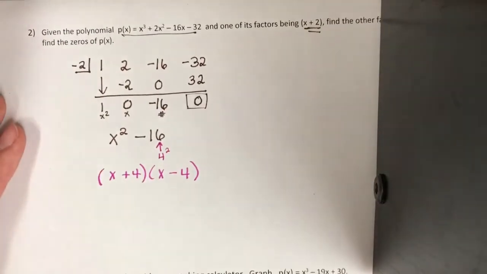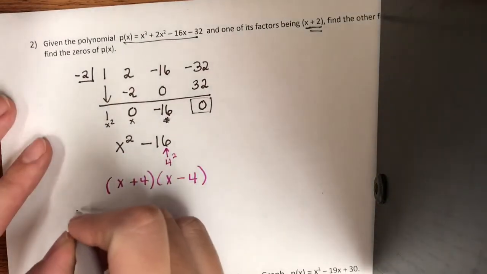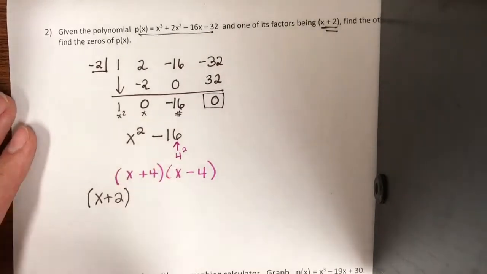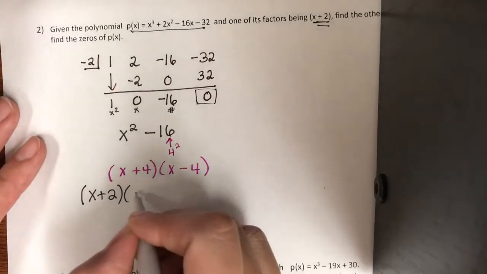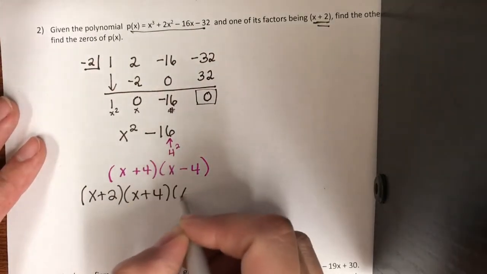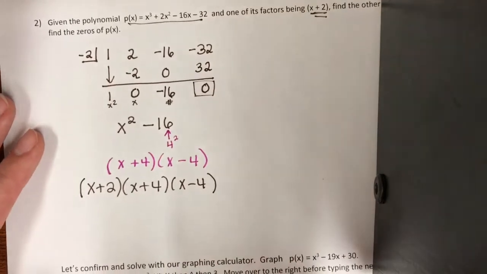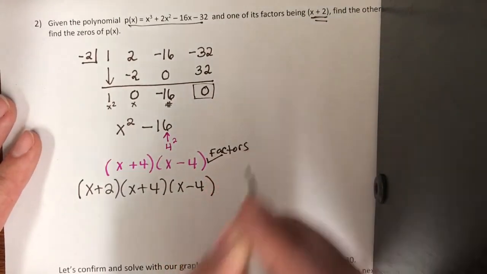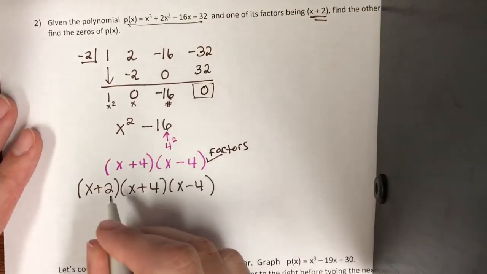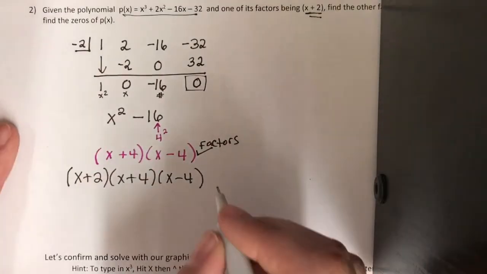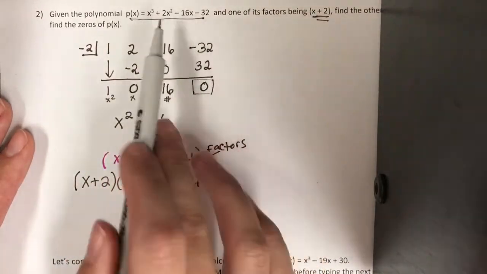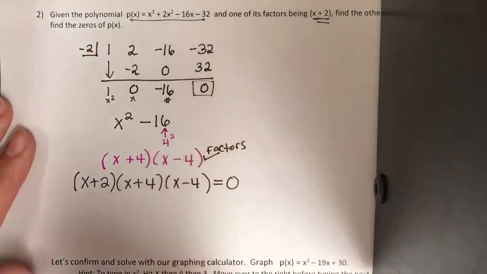And I also need to find the zeros. So again, I'm going to go back to my original factor, which was x plus 2. So my whole polynomial is x plus 2 times x plus 4 times x minus 4. So this is the factors. And now this is finding the zeros. I need all of my factors that had to multiply. These would all multiply to be this function here. So I'm going to set that equal to 0.